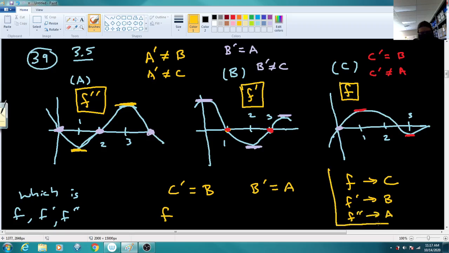And that'll pair up which graph is which. And that was really it from section 3.5. The rest of the class period we spent doing homework questions from section 3.2, which I'll put the solutions to up on the classroom here in a minute.